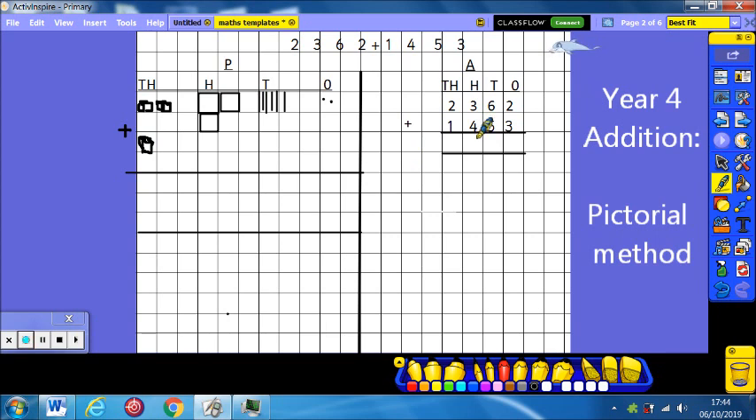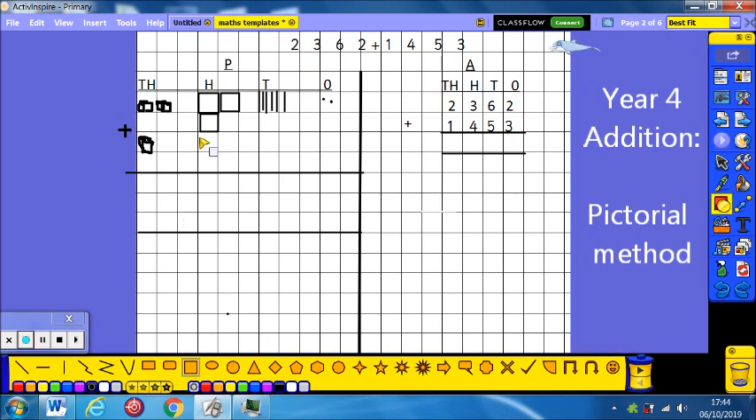Next I've got 400s to draw, remembering that we draw the hundreds as squares. So 400s, again making sure it's aligned in the 100 column: 100, 200s, 300s, 400s. Next I need to draw the tens. I can see that I've got 5 tens to draw, so we're going to try and draw those in one square: 1 10, 2 tens, 3 tens, 4 tens, 5 tens. It matches.